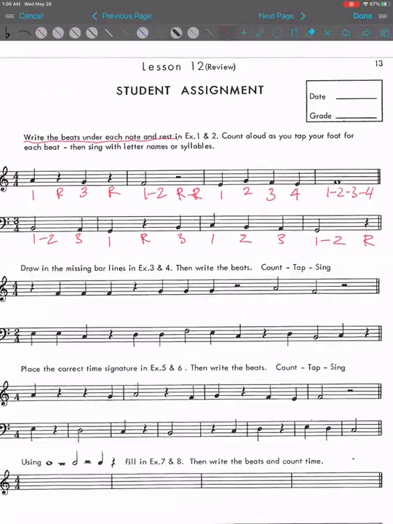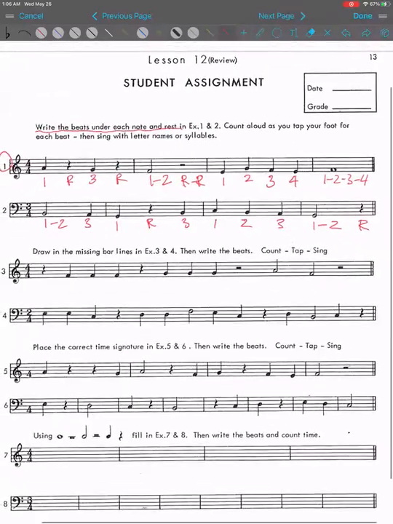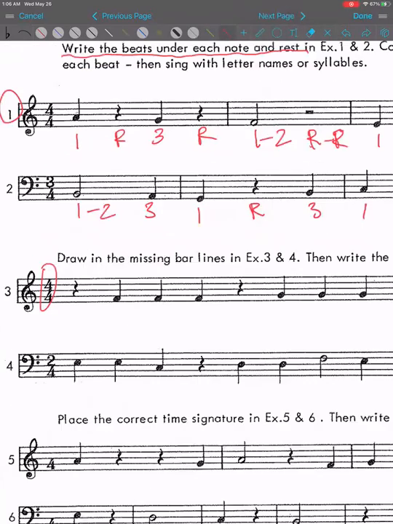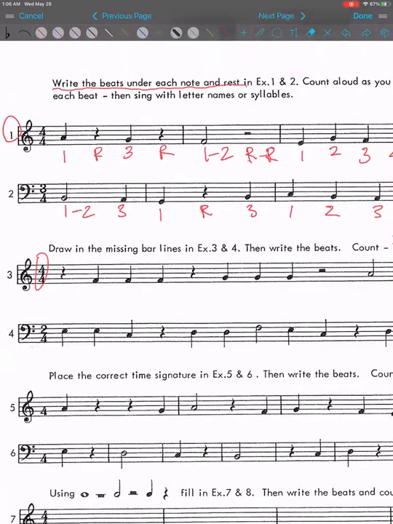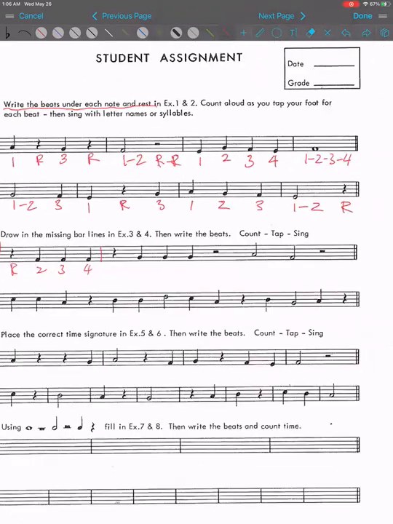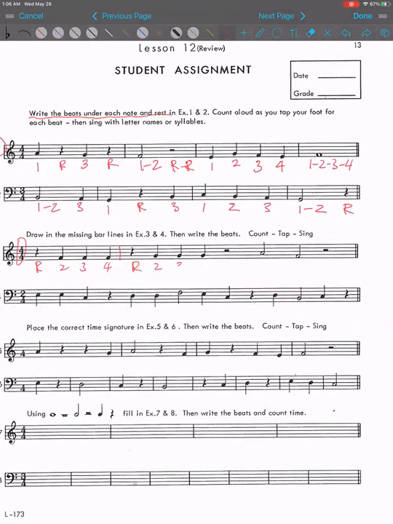Number 3, join the missing bar lines in example 3 and 4, then write the beats. So here you have 4/4. So you need to have 4 quarter beats in each measure. So rest is 1, 2, 3, 4 bar line. Rest 2, 3, 4 bar line. That's a half rest, so you're gonna have rest dash rest, and that's a half note.